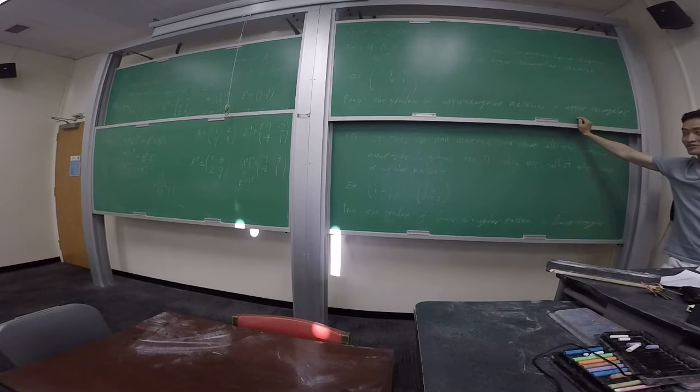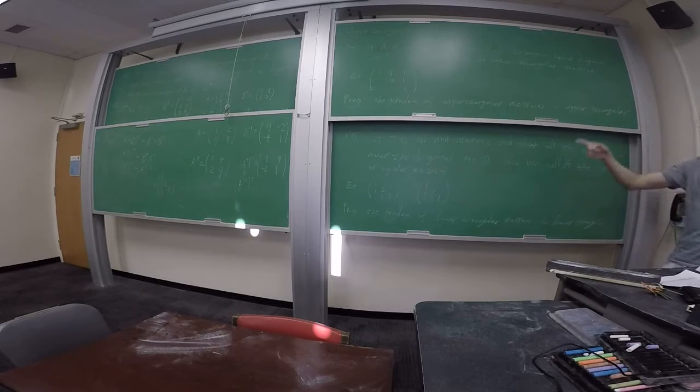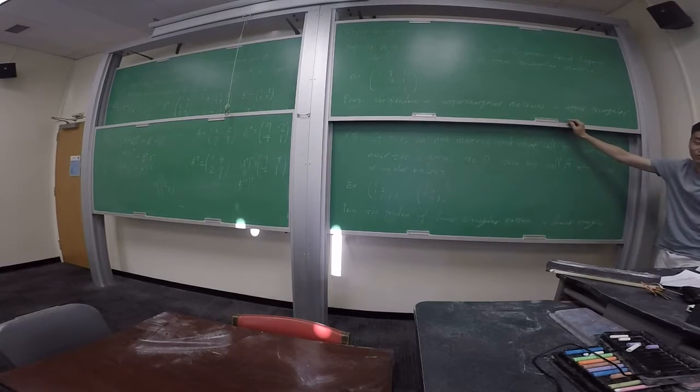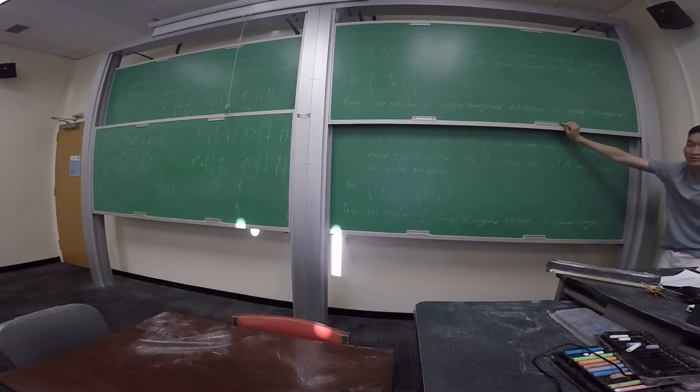And as you can see previously, we defined what a transpose is. The relation between upper triangular matrix and lower triangular matrix is just that they differ by a transpose. So if you have an upper triangular matrix and you transpose it, you will get a lower triangular matrix, and vice versa. If you have a lower triangular matrix and you transpose it, you will get an upper triangular matrix.